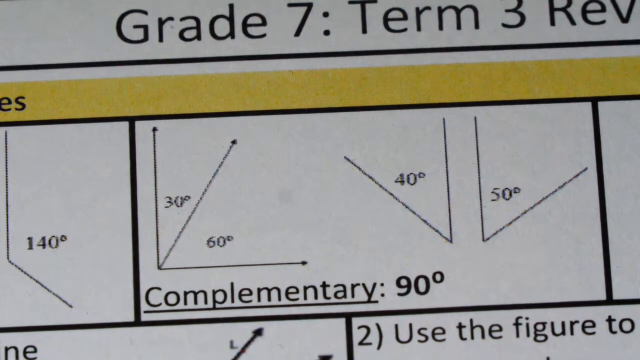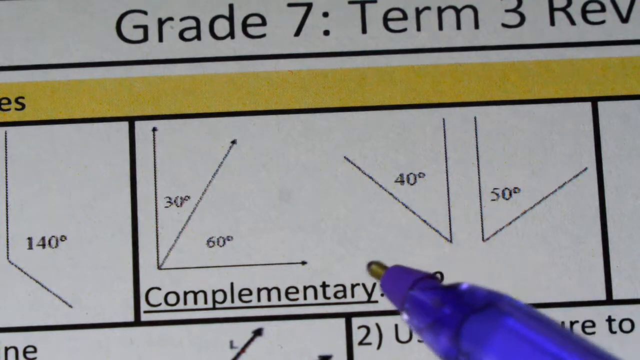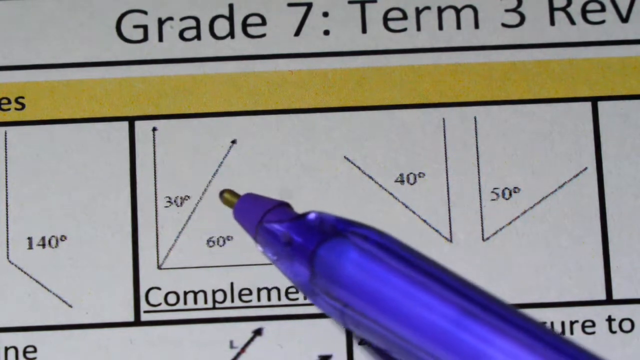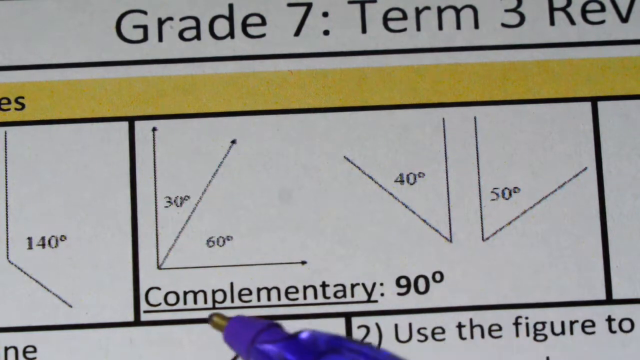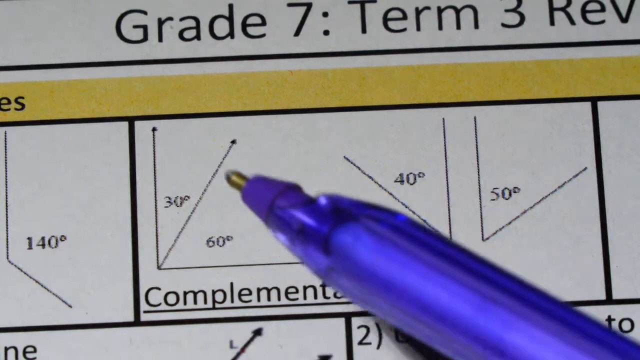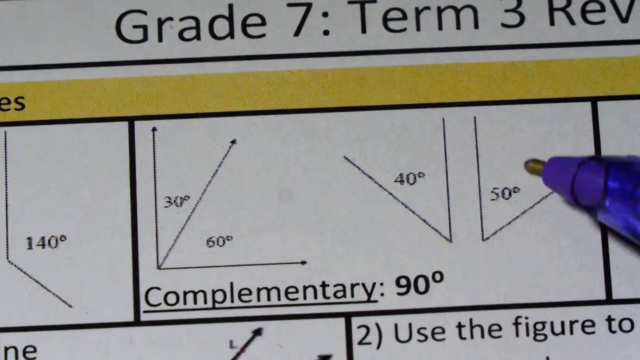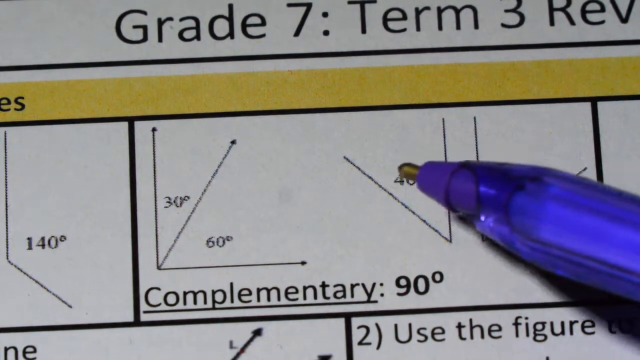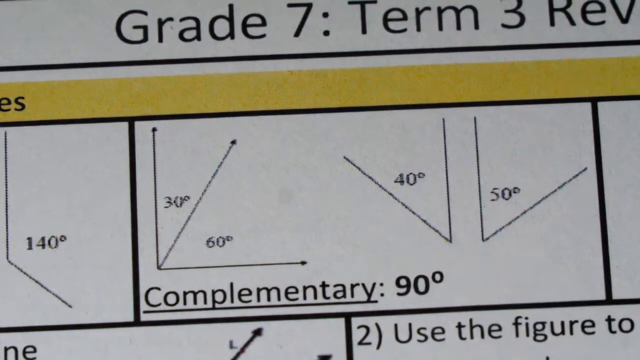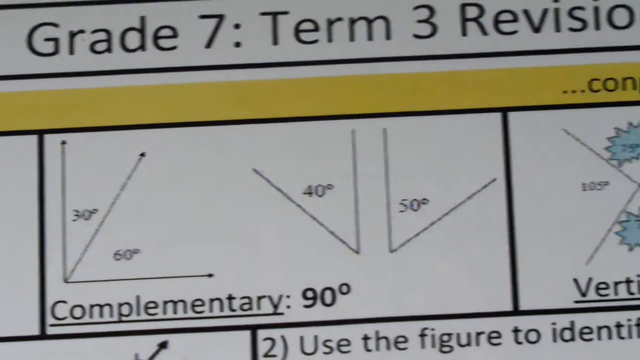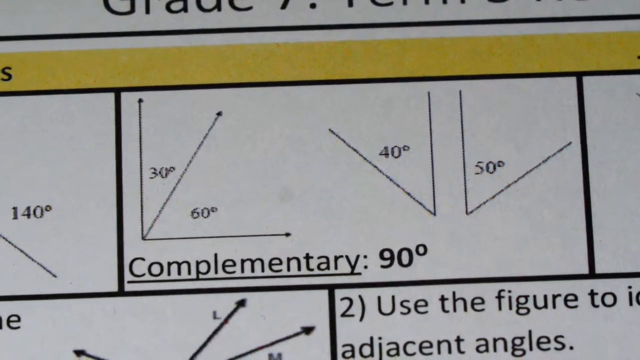Now we have complementary. This means the angles add to make 90 degrees. So this is 30 degrees plus 60 degrees. These two make 90 degrees. This is complementary. These two angles are complementary. If we look at this one here, 40 degrees plus this angle, 50 degrees. 40 plus 50 also makes 90. So these two angles are complementary because they make 90 degrees. So supplementary 180 degrees, complementary 90 degrees.